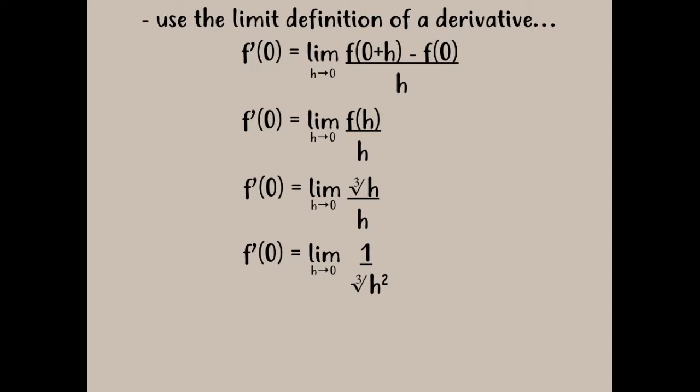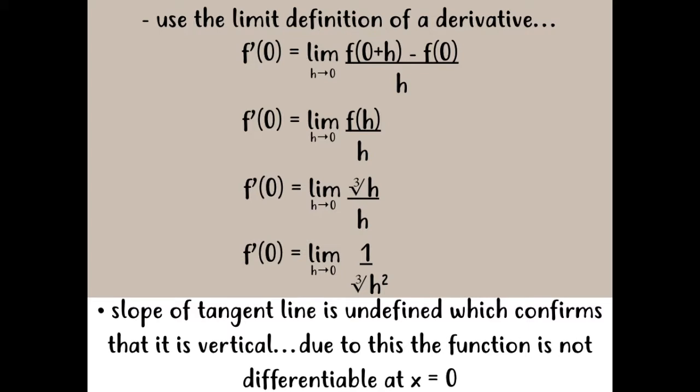At this point, we use direct substitution, which will make our denominator 0, meaning the slope of the tangent line is undefined, which confirms that it is a vertical tangent. Due to this, the function is not differentiable at x equals 0.